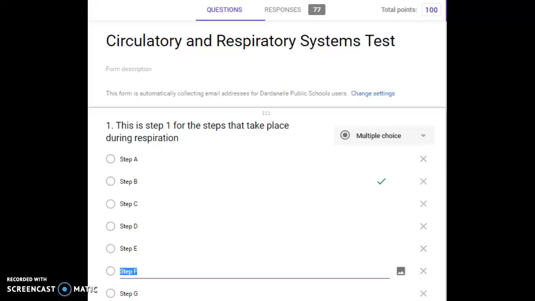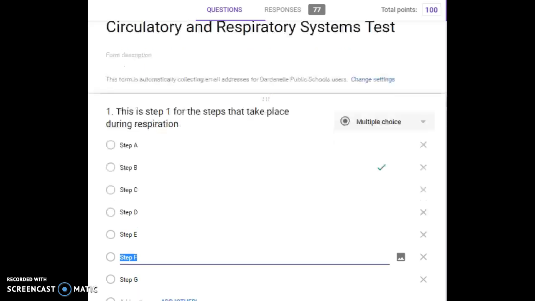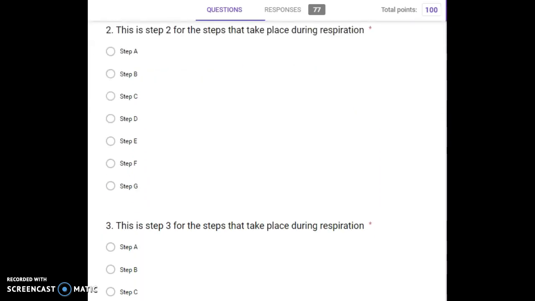Circulatory and respiratory systems test. Number 1. This is step 1 for the steps that take place during respiration. Number 2. This is step 2 for the steps that take place during respiration.